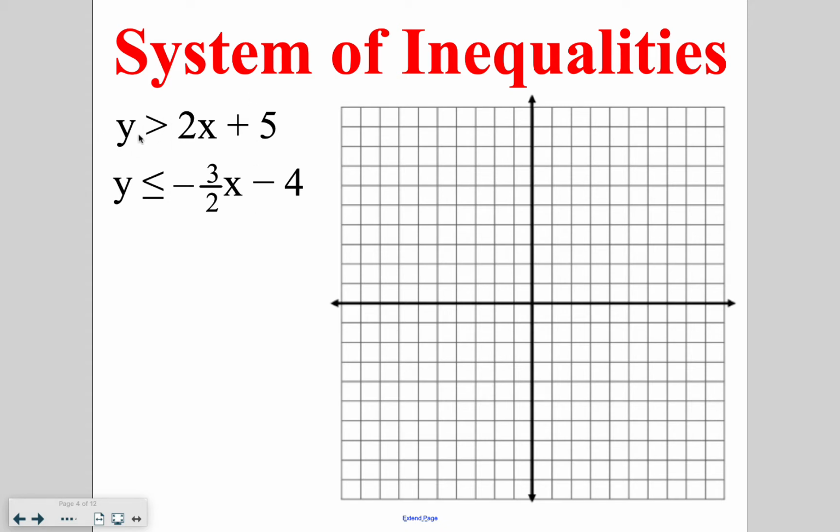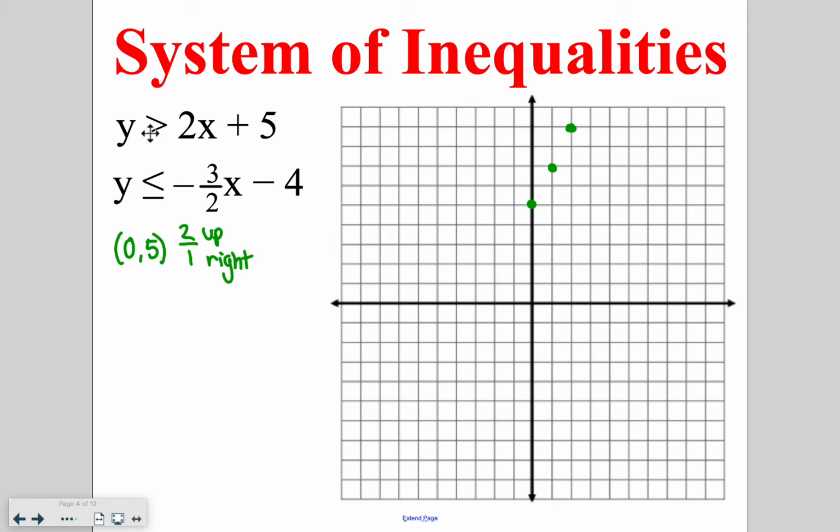So I'm going to start with this first inequality, which is y is greater than 2x plus 5. I'm going to pull out my y-intercept, which is 0, 5, and my slope, which is 2 over 1, meaning up 2, and right 1. So I'm going to graph at 0, 1, 2, 3, 4, and 5. And then I'm going to go up 2 and over 1. And if you want to, you can do it again, up 2 and over 1.